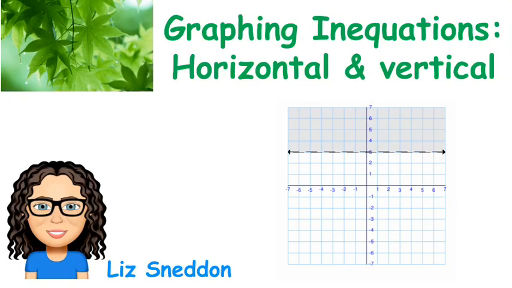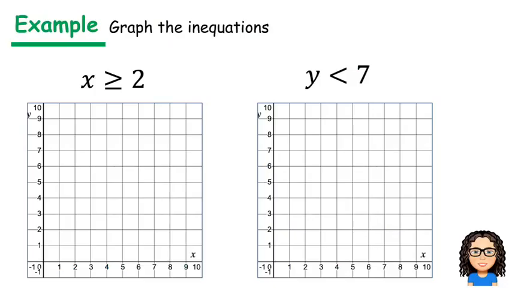Let's have a look at how we graph inequations, and particularly looking at the horizontal and vertical lines. So we've got two examples here that we're going to have a look at. With the first one, we are talking about x is greater than or equal to 2. So let's think about what that means.